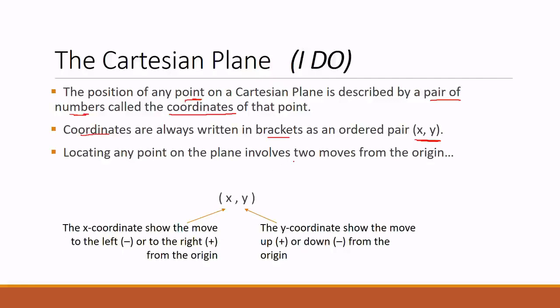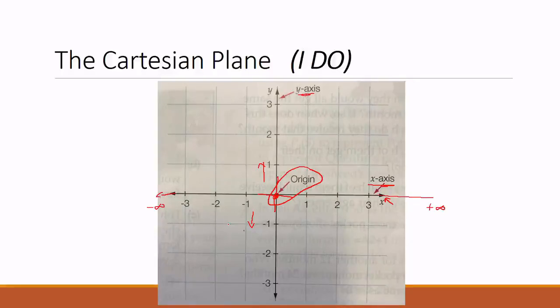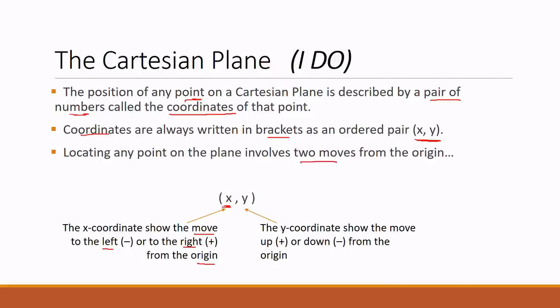That indicates 2 moves away from the origin, and this is where you need to watch and listen very, very carefully. The x-coordinate, which gets written first, tells us how far we've moved either left or right from the origin. If we take a look at that diagram from just before, if we've moved from the origin to the left along the x-axis, we are moving in the negative direction. And if we're moving to the right from the origin, we're moving in the positive direction. That's why I say here, left is negative and right is positive.